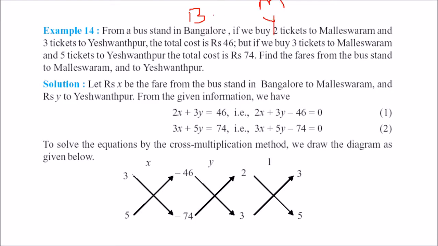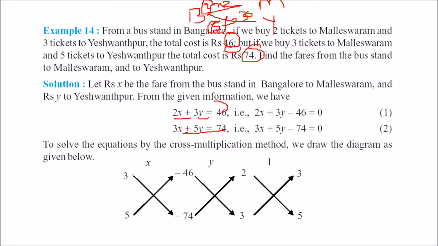So if you buy 2 tickets to Malleshwaram and 3 tickets to Yeshwanthpur, the cost is 46. Let us assume this is x, this is y. So 2x plus 3y equal to 46. Now if we buy 3 tickets to Malleshwaram and 5 tickets to Yeshwanthpur, so 3x plus 5y is equal to 74. This is our second equation.